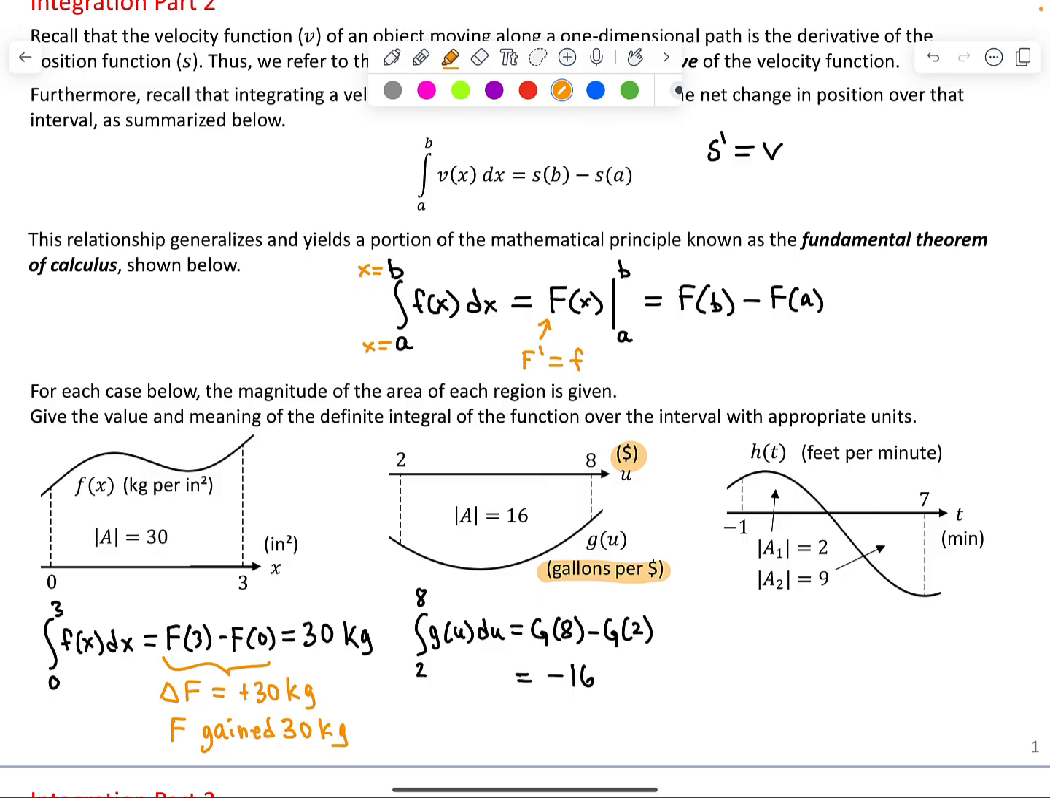That gives us gallons, which tells us that whatever G is measuring, it decreased 16 gallons. It experienced a change of a negative value, meaning it decreased.